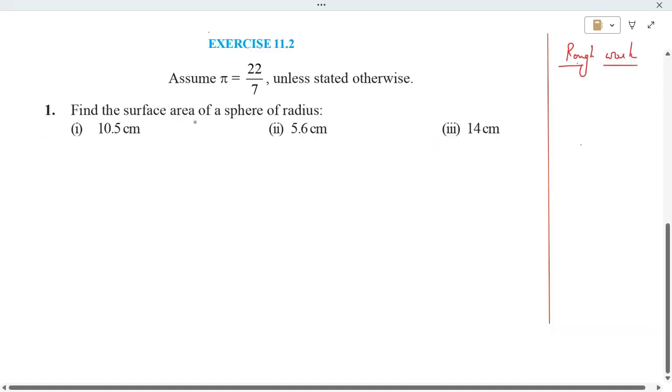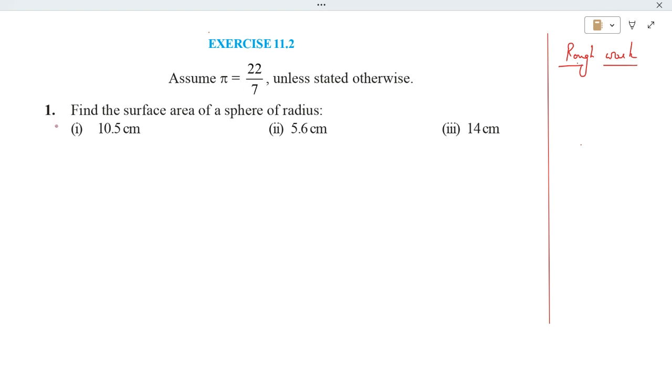Question number 1. Find the surface area of a sphere of radius. Subdivision 1 is 10.5 centimeter. So what is given? The radius of sphere is given as 10.5 centimeter. So how will I calculate surface area of a sphere? Surface area of a sphere formula is 4 pi r square, isn't it? And also you can see they are asking me to assume pi as 22 by 7 always unless stated otherwise. Okay, if they have stated to use pi as 3.14, only at that time I have to use pi as 3.14, or else I can keep 22 by 7 itself.